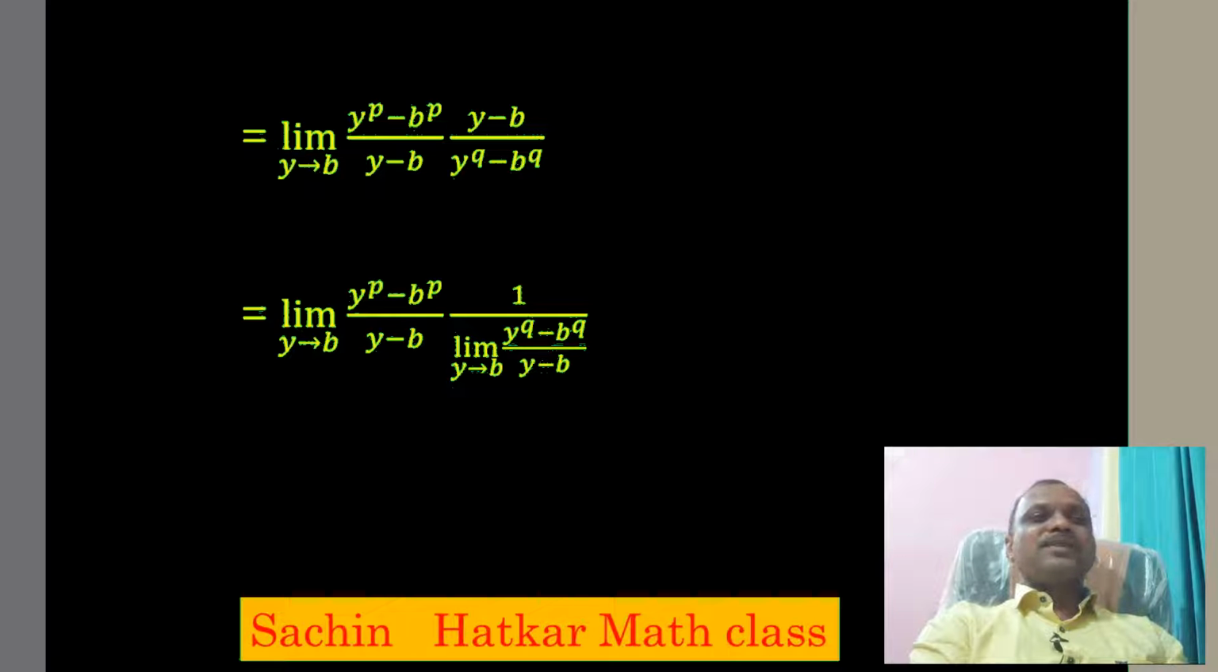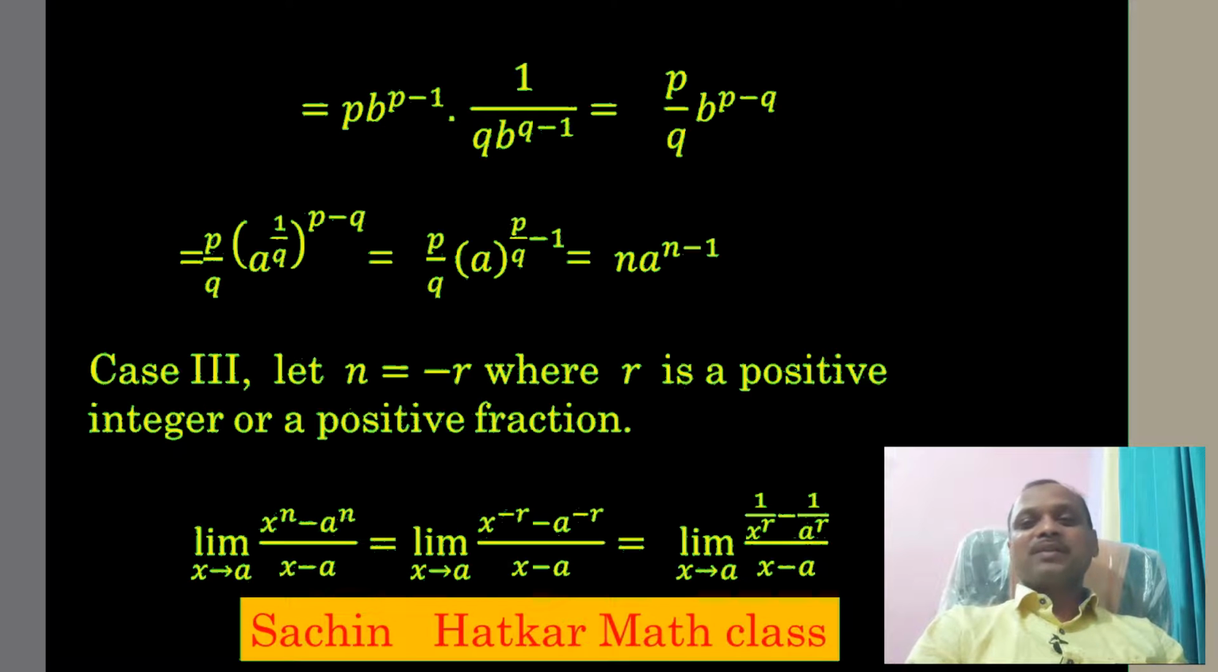So by applying the first case, as p and q are both integers, this will be p into b raised to p minus 1 and 1 divided by q into b raised to q minus 1, and that will be p divided by q into b raised to p minus q. Now again, by substituting the value of b, what is b? b is 1 divided by a raised to 1 divided by q, and p by q into (a raised to 1 divided by q) and whole raised to p minus q.